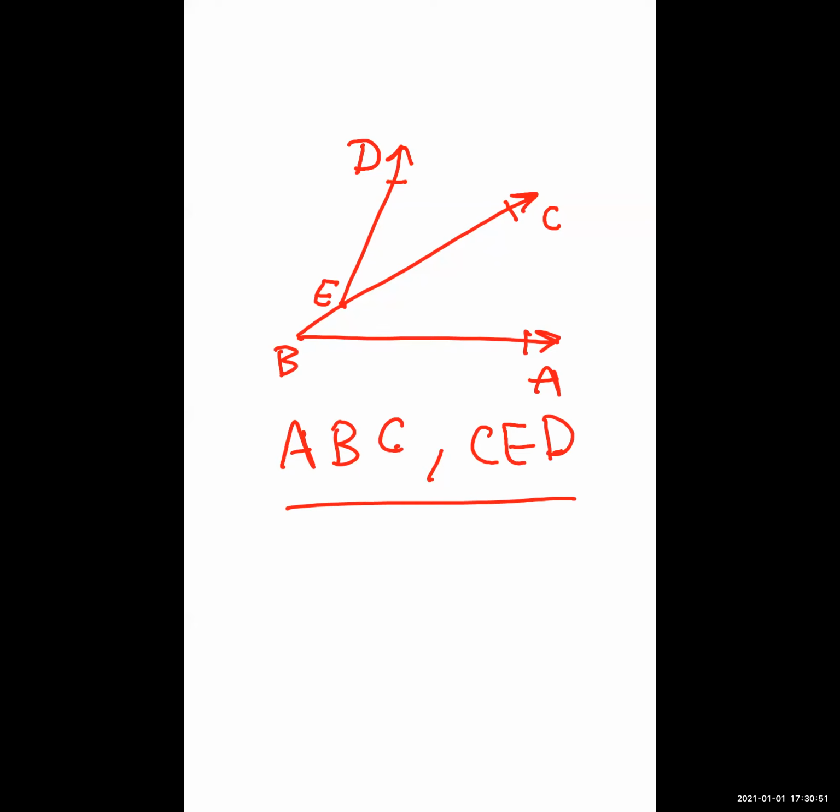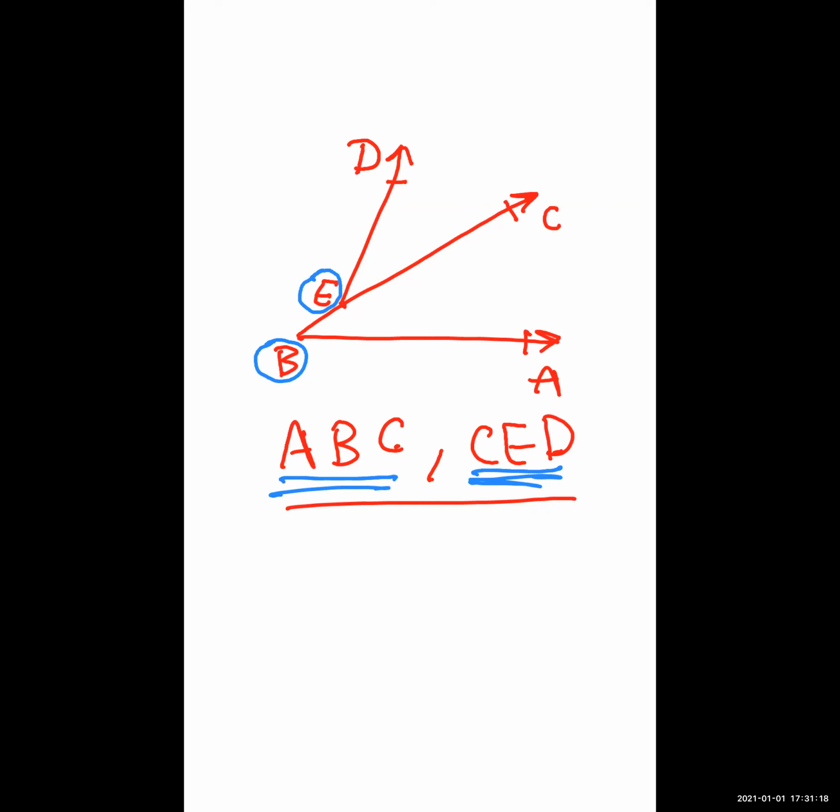Why? Because they don't have a common vertex. The vertex of ABC is the point B, and the vertex for CED is the point E. So there is no common vertex, and also there is no common side.